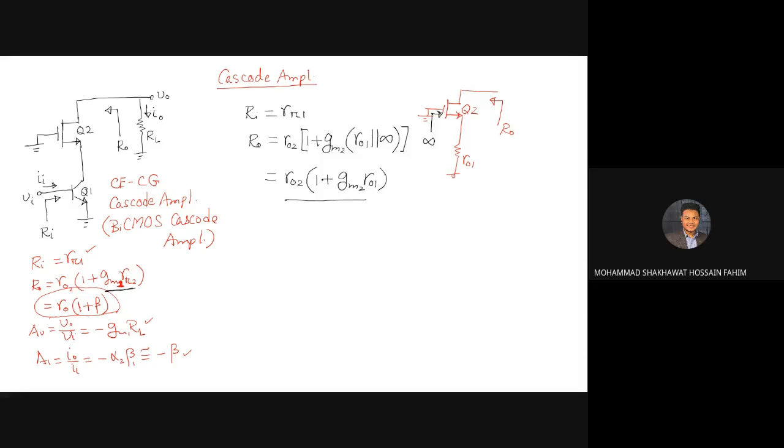Sir, the new one. This one will be even higher because instead of r_pi, you have r_o, the output resistance, which is usually much larger than r_pi. So we can say that the output resistance for the BiCMOS cascode amplifier is much larger than r_o of the BJT. With the BiCMOS MOSFET cascode amplifier we can have even higher output resistance. Is that clear, guys?